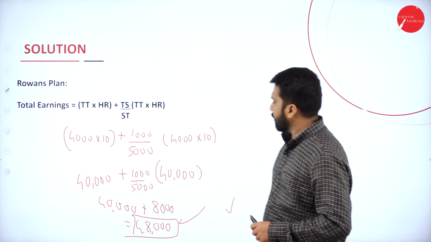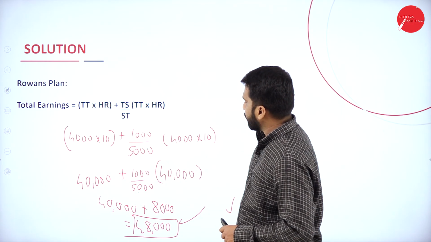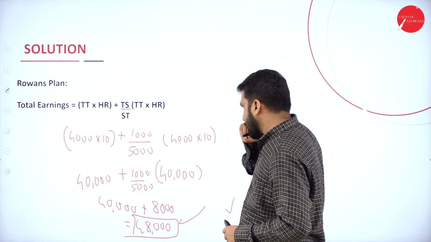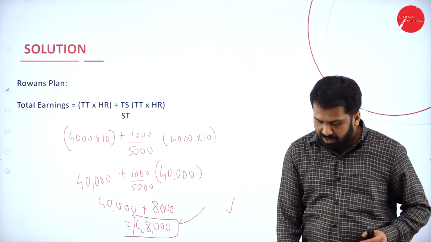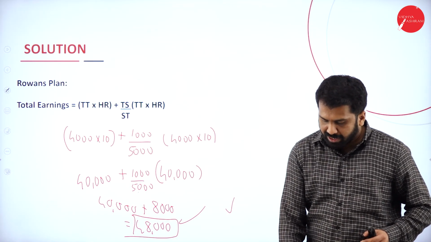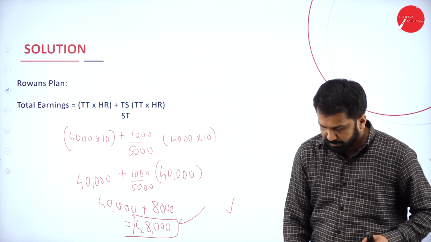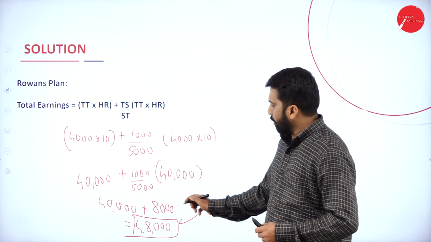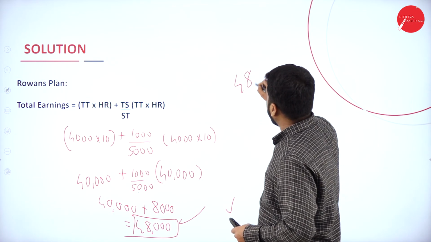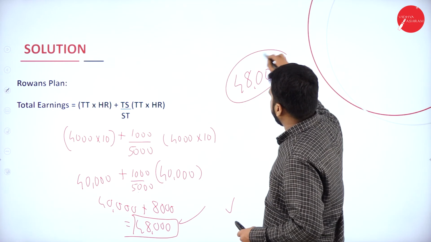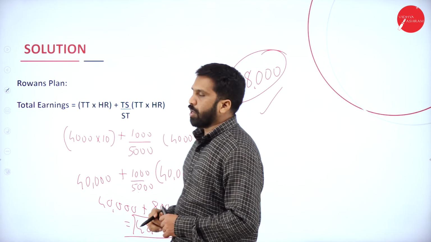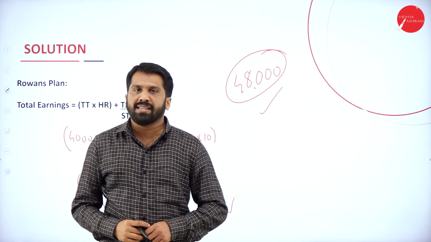Again, I'll cross check this. 40,000 into 1000 by 5000. Yes, so this will be 1000 divided by 5000 multiplied by 40,000. Yes, it is 8,000. Now the final answer is 48,000. So this is all about your row 1 plan of your labor topic.